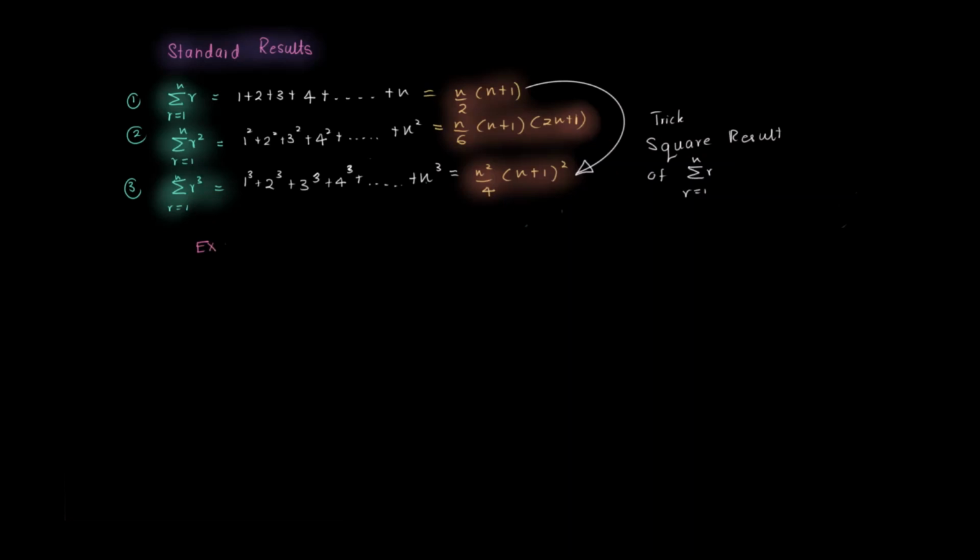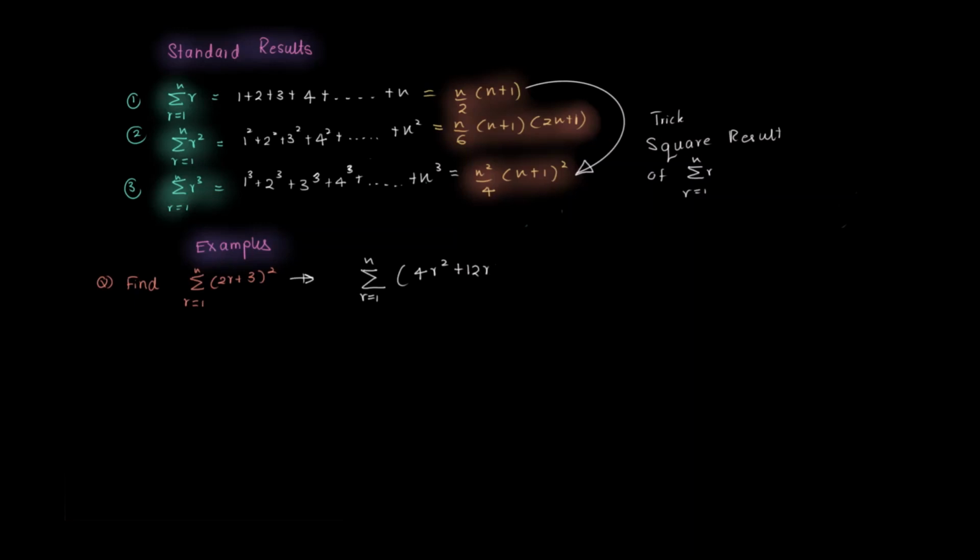So now let's look at some examples to further understand these results and the rules. So the first question, find the summation sigma 2r plus 3 whole thing squared, r goes from 1 to n. So this basically is you substitute 1 and then it becomes 2 into 1 plus 3 squared, and then 2 into 2 plus 3 squared, and so on and so forth.